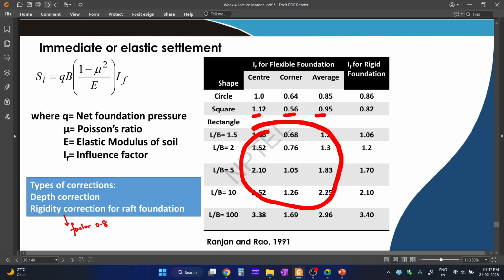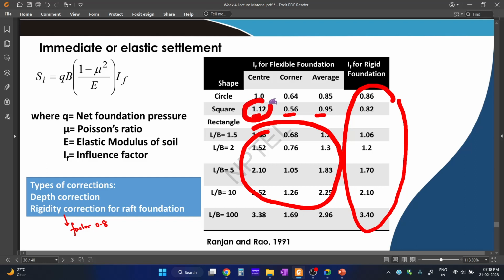But here in the question, it is a rigid footing. So in case of rigid footing, you will not use this directly. It is recommended to use the influence factor for the flexible foundation at the center first. It is a square footing, so I will use this one first, 1.12. Then we will again incorporate the influence factor for the rigid foundation, which is approximately 0.8. We will not follow this.